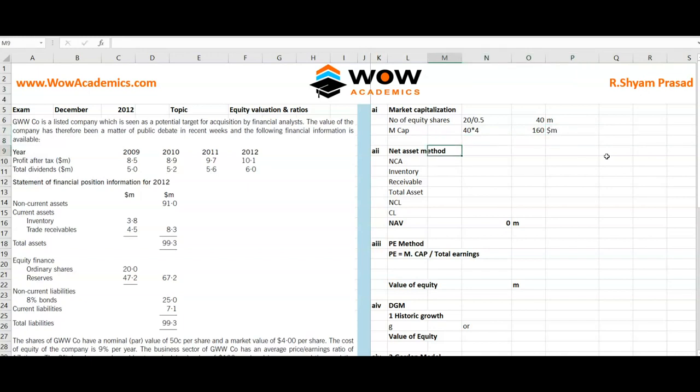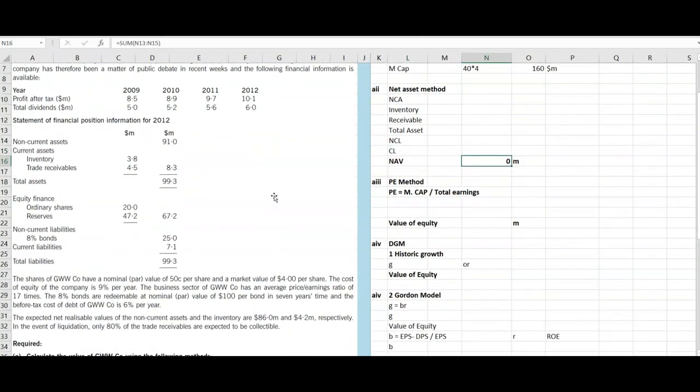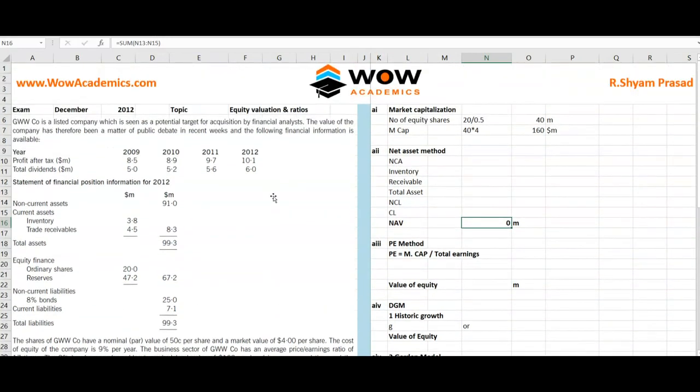So the next method is net asset method. So in net asset method, we have to add all the assets value and deduct the liabilities value. So we'll get the net asset value. It's up to us to find out either it in per share value or as a whole amount. So the question is not very clear as to whether it's asking a per share value or whole amount. Better we'll calculate everything in a whole amount value itself.